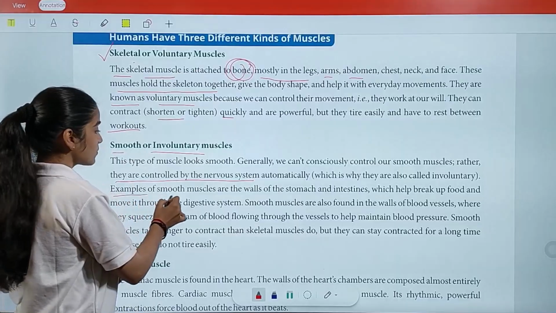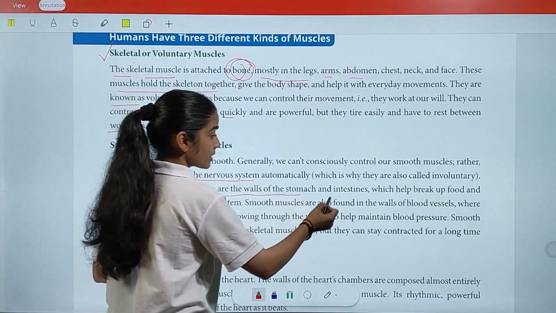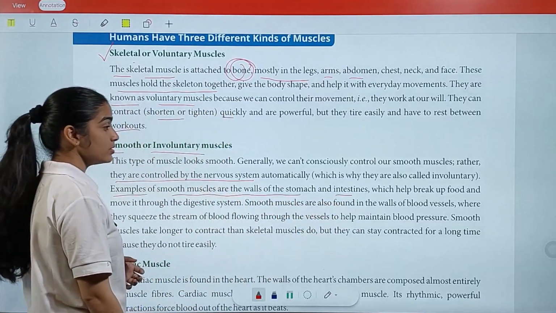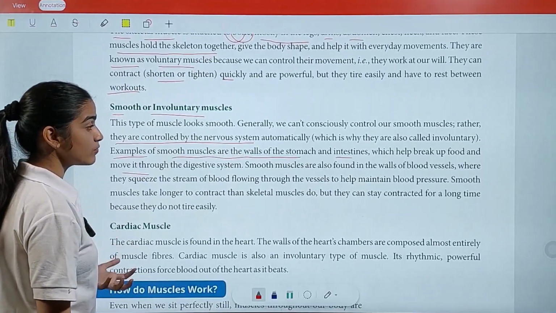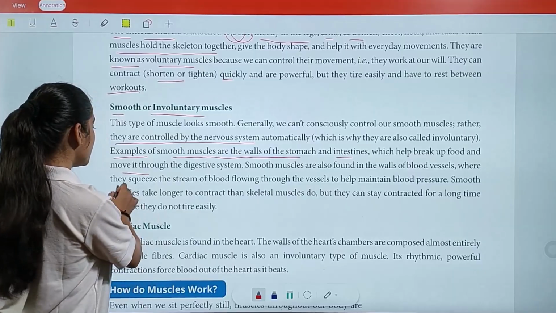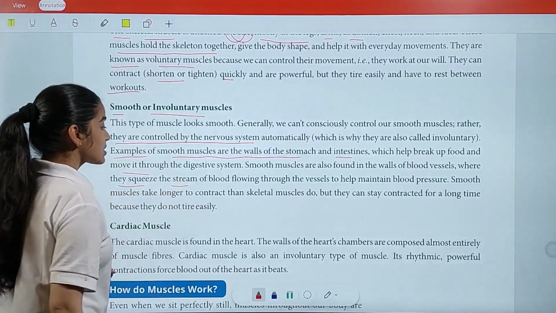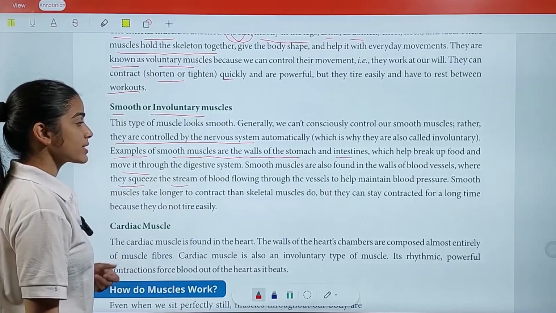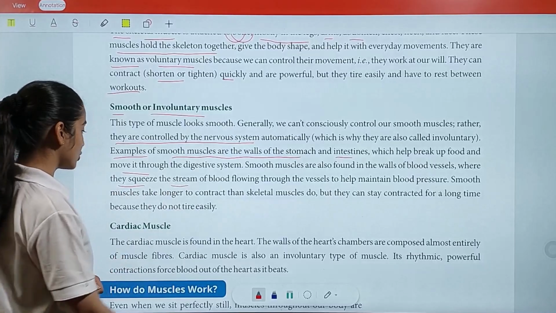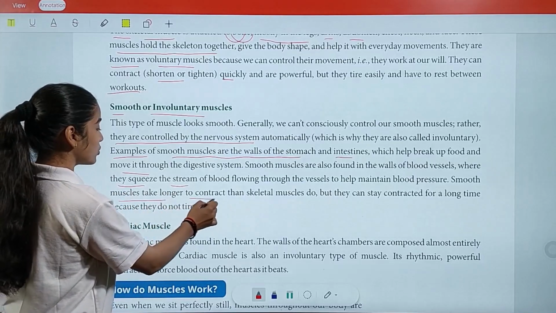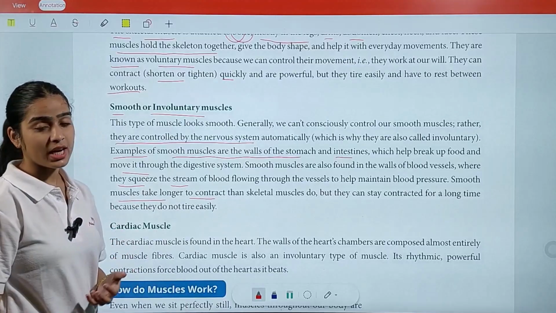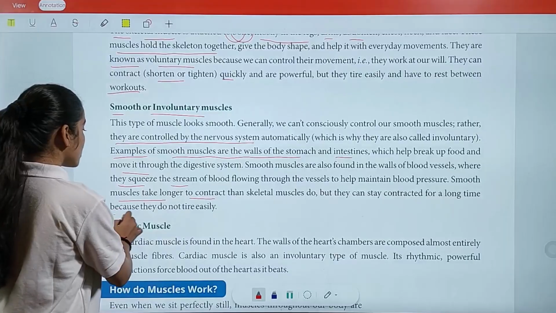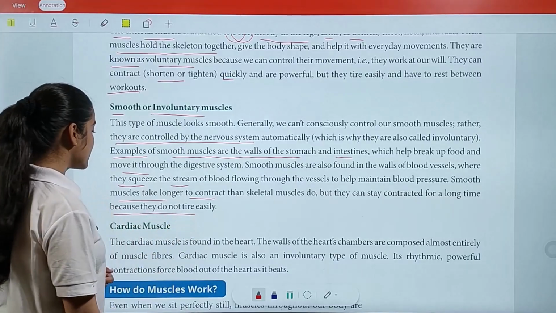Examples of smooth muscles are the walls of the stomach and intestine, which help break up the food and move it through the digestive system. Smooth muscles are also found in the walls of blood vessels, where they squeeze the stream of blood flowing through the vessels to help maintain blood pressure. Smooth muscles take longer to contract than skeletal muscles do, but they can stay contracted for a long time because they do not tire easily.